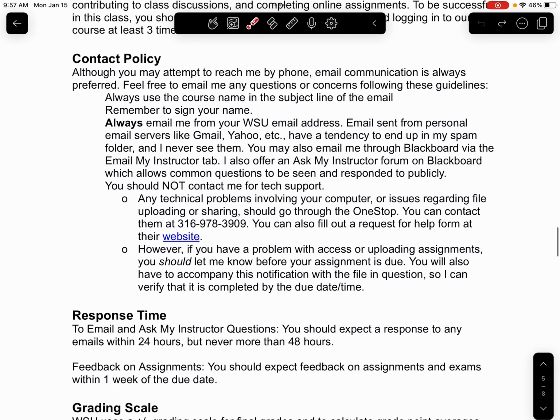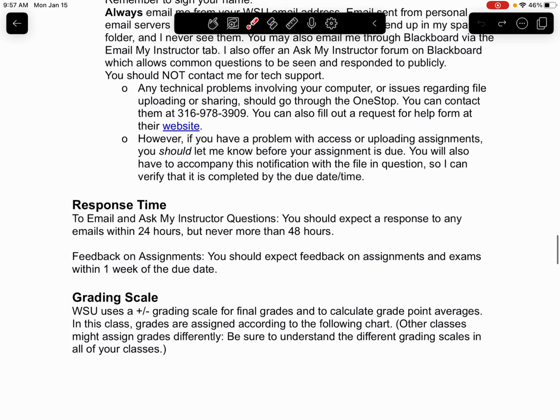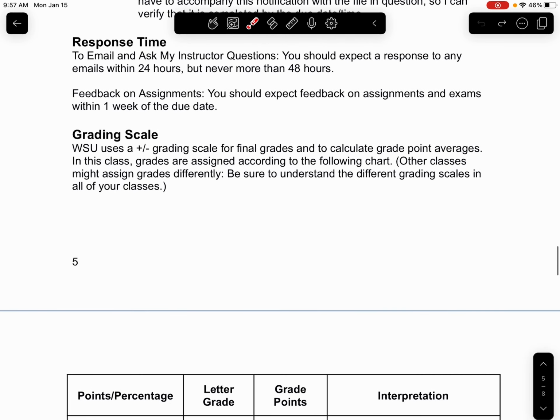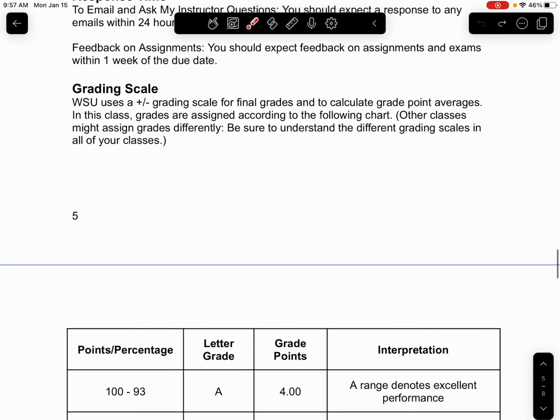Yeah, here it is, contact policy. You can always reach me by phone or email, but I'd recommend email. And as I said earlier, my response time is 24 to 48 hours.